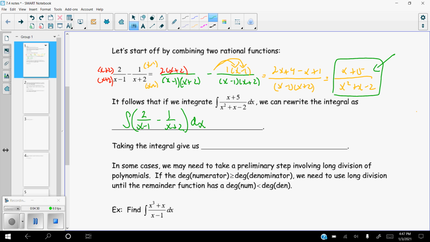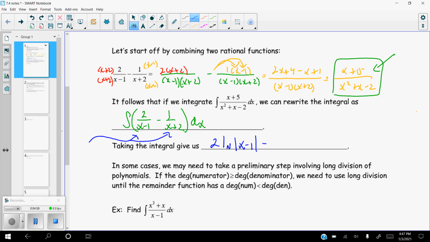But you can see that now this function right here, when I integrate, both denominators are linear. And when you have a constant over a linear function, the antiderivative is a natural log. So the first one, by taking the antiderivative, would be 2 times the natural log of the denominator, x minus 1. Don't forget it's an absolute value. Very, very important. Don't lose the absolute value.